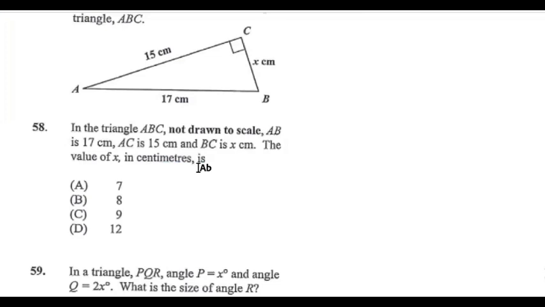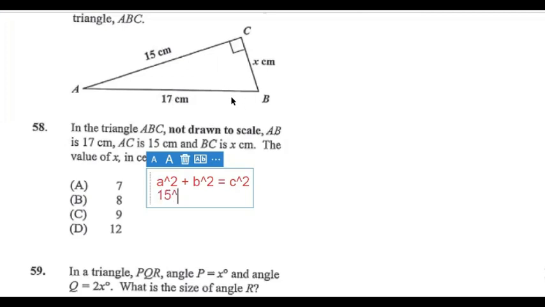So 58, in the triangle ABC not drawn to scale, AB is 17 centimeters, AC is 15 centimeters, and BC is x centimeters. The value of x in centimeters is, so we're looking at our Pythagoras theorem. We have a squared plus b squared is equal to c squared, and c is representative of our hypotenuse. So we have our hypotenuse and the two other sides which would represent a and b. So we have 15 squared plus x squared is equal to 17 squared.